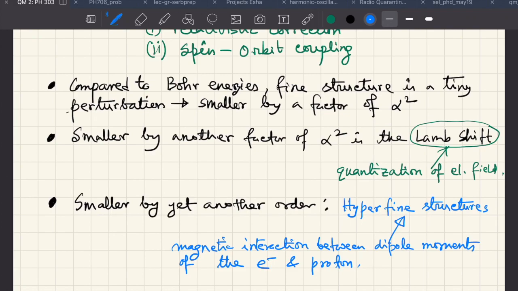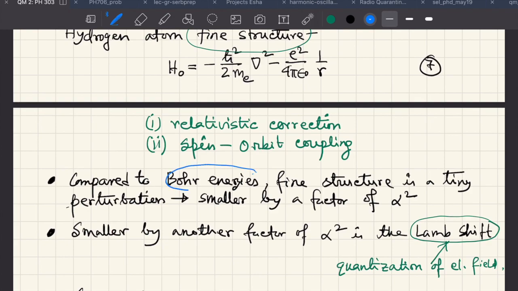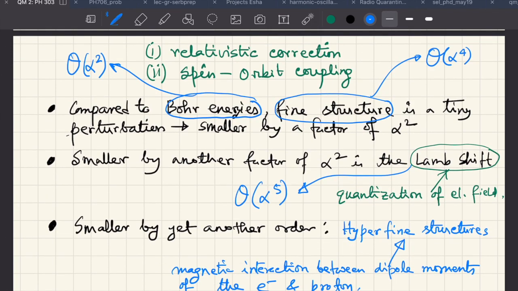You already know that these Bohr energies are of order alpha square. We have seen that at the very beginning. So if the fine structure is smaller by a factor of alpha square, then fine structure would be of the order of alpha to the power 4. Therefore the Lamb shift will be of the order of alpha to the power 5, and hyperfine splitting will be another order higher, alpha to the power 6.